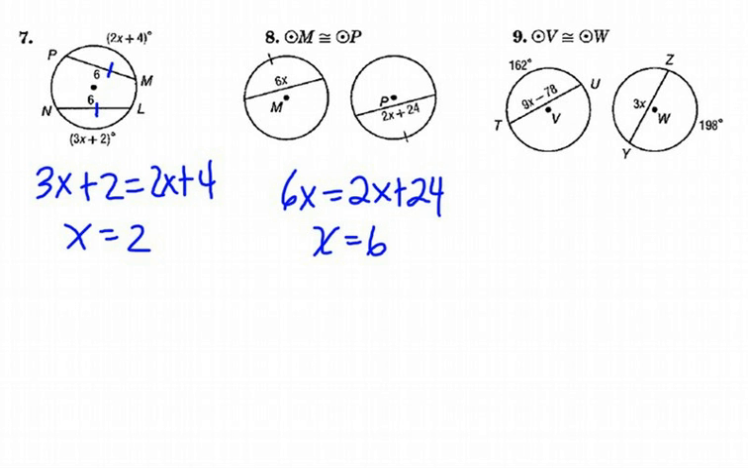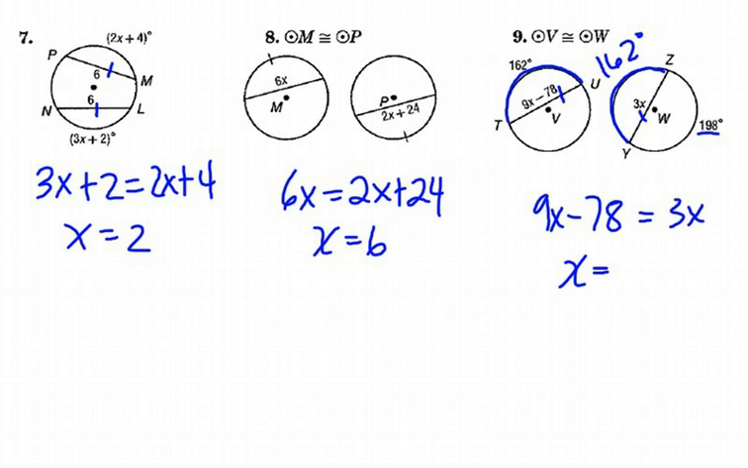Now in problem 9, this arc is 162. The arc they give me over here is 198, but I can tell that those are the arcs that should be congruent. So what I want to do is subtract 198 from 360, and I get 162. So that confirms that these arcs are the same. So I want to set them equal to each other, and I get 13 for x.